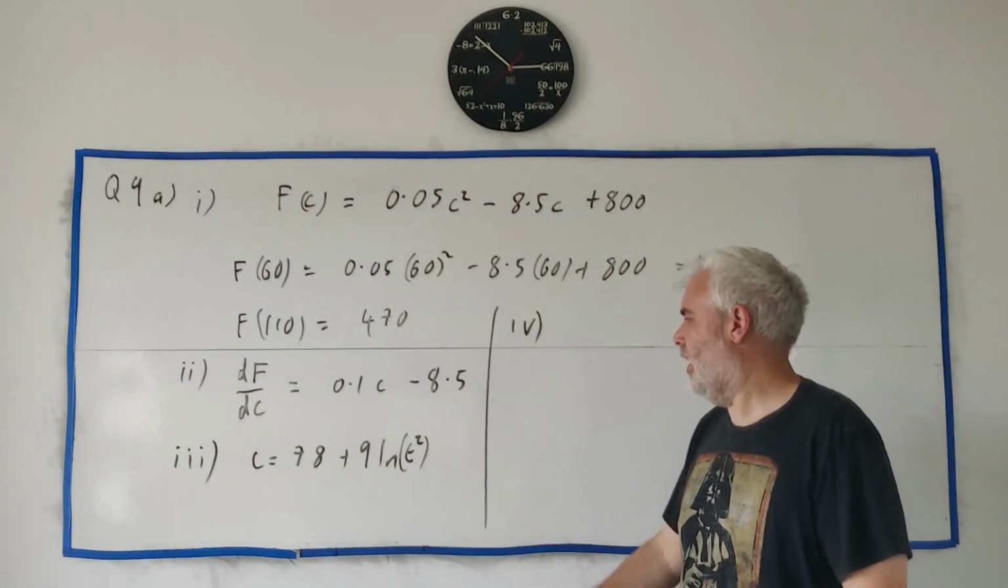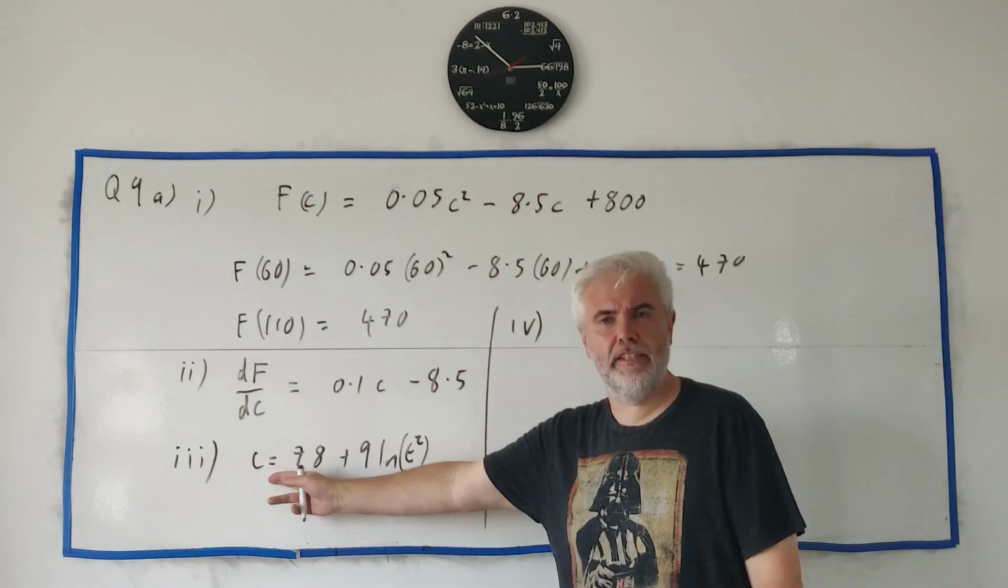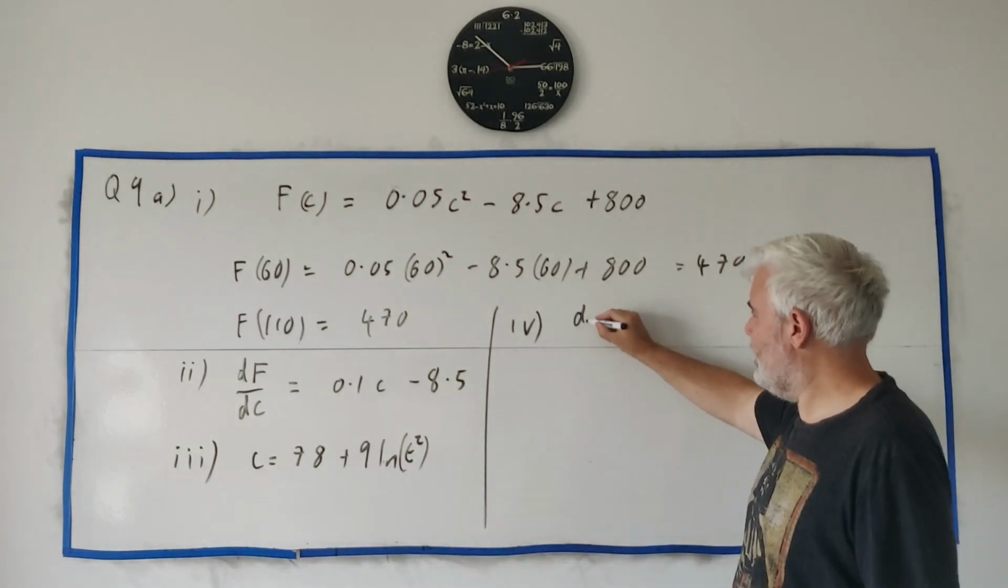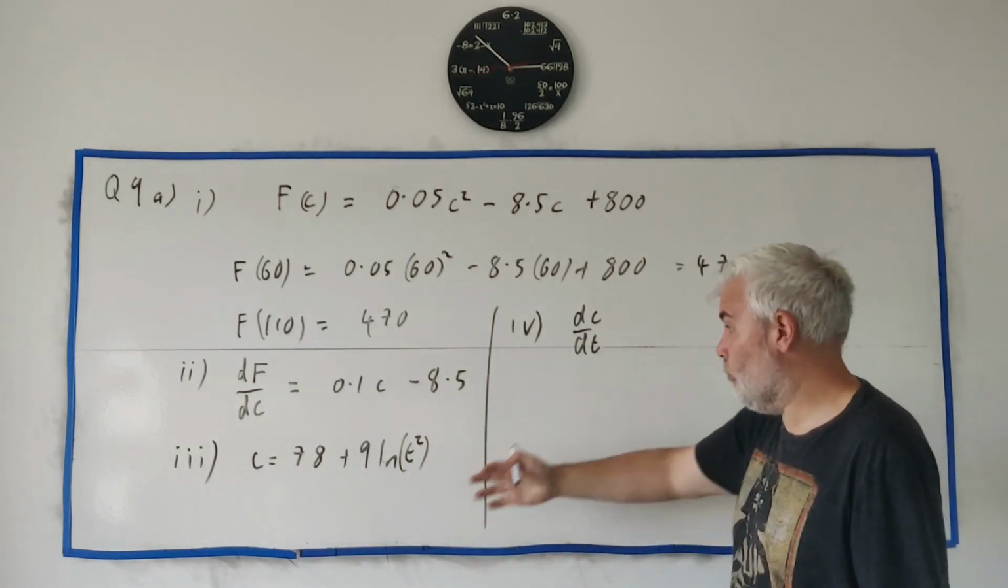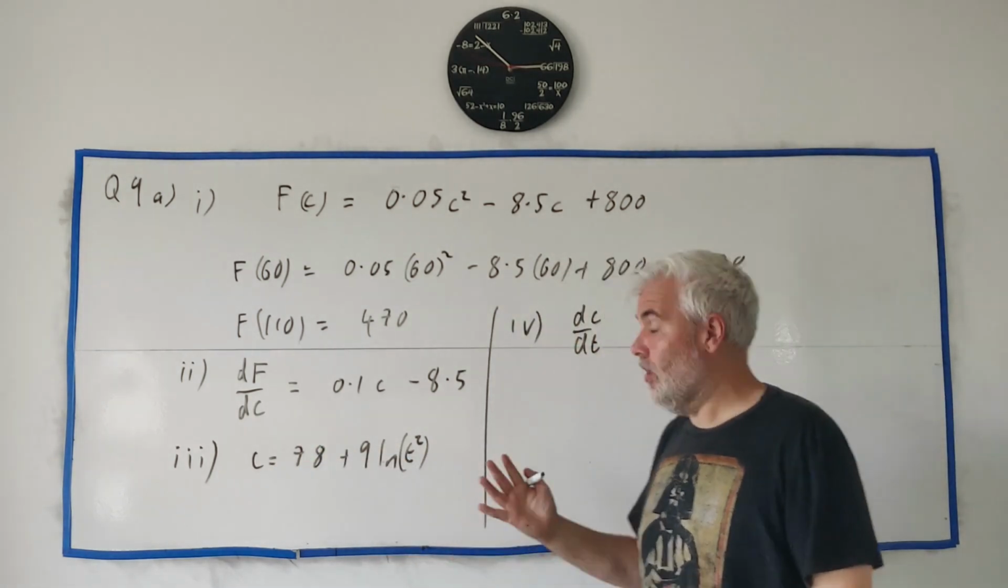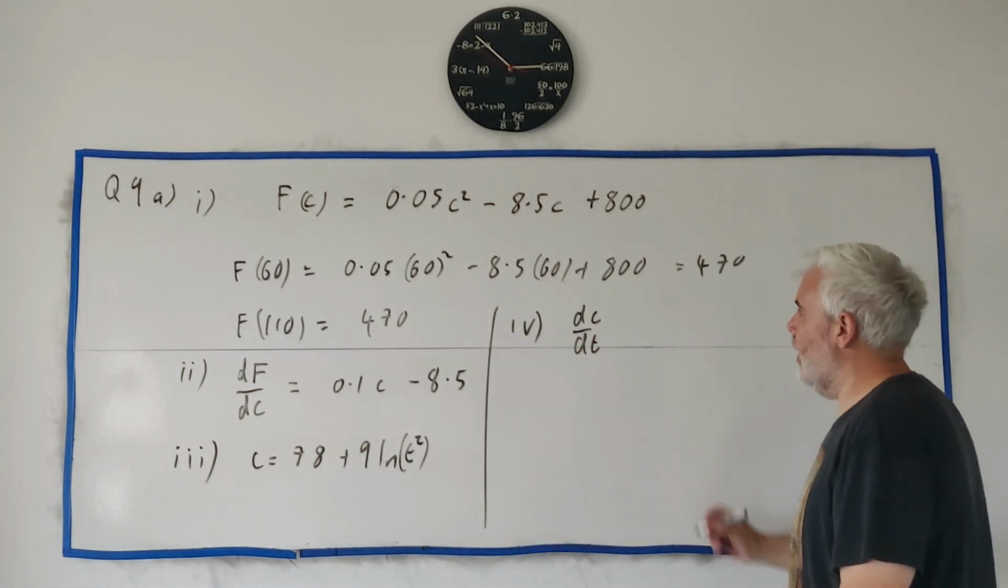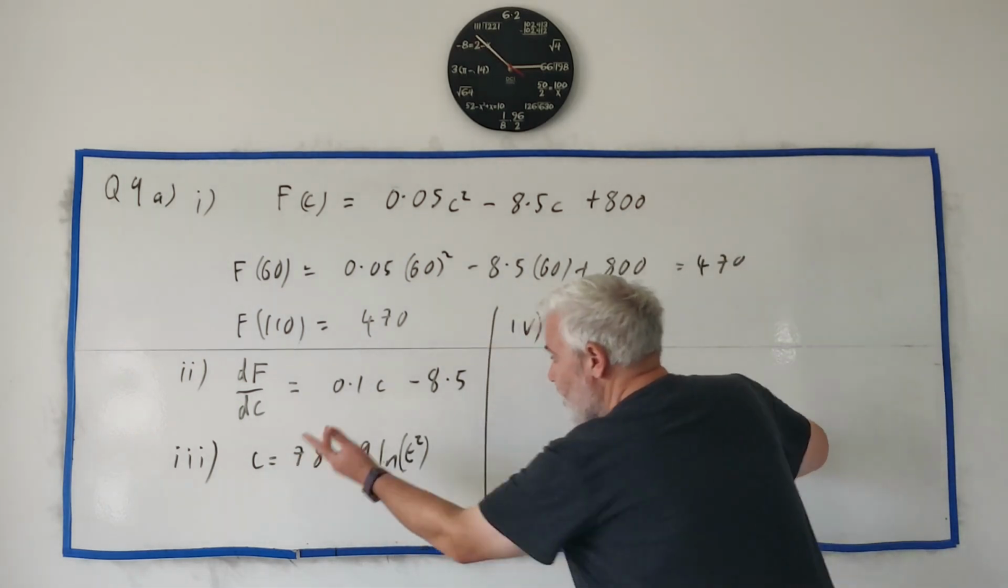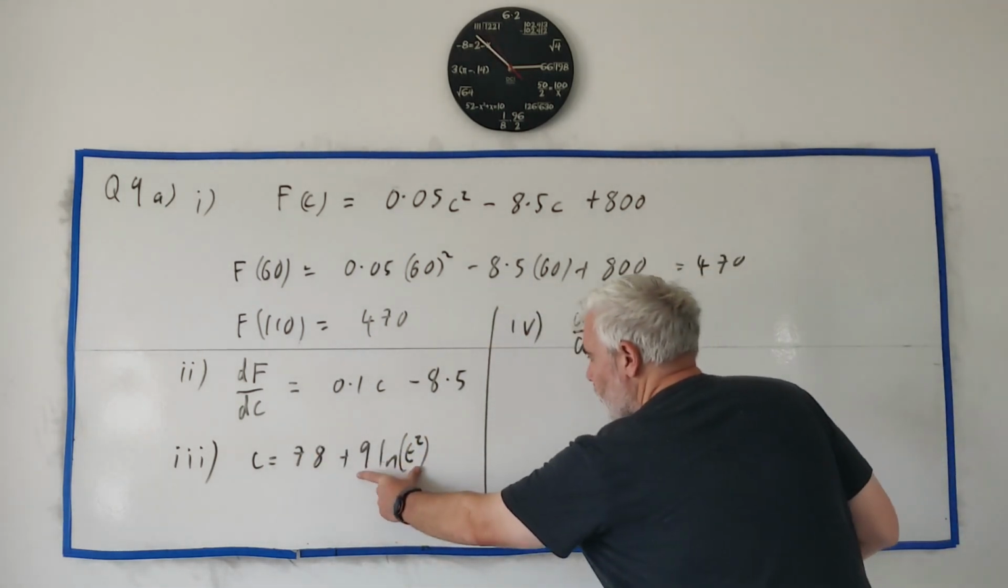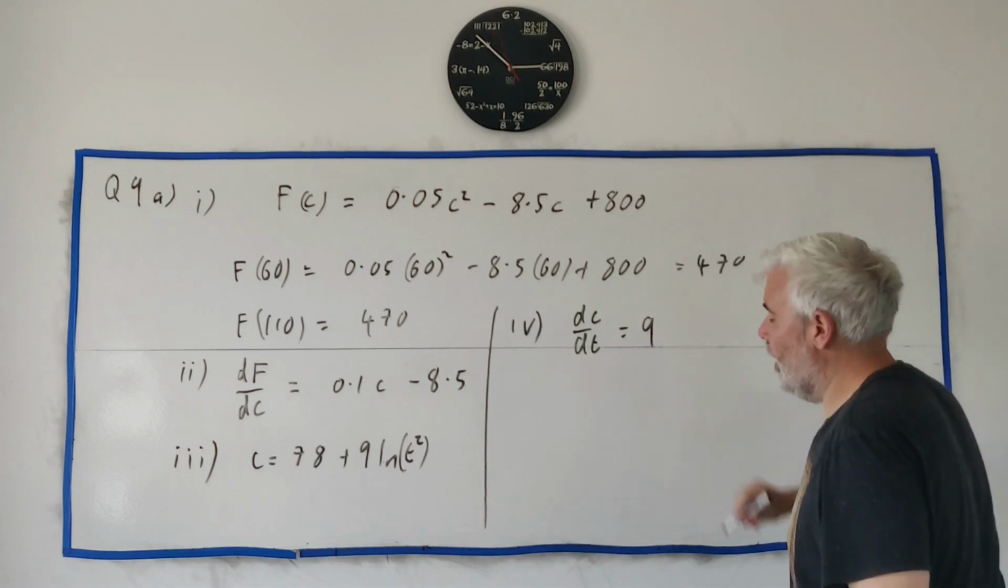For part 4, I'll leave this up here because I want this c equals over here. They want us to find dc/dt. Again, we have c in terms of t, so it's just a matter of differentiating. The derivative of 78 is nothing. The derivative of 9 times the natural log, we'll leave the 9 alone.